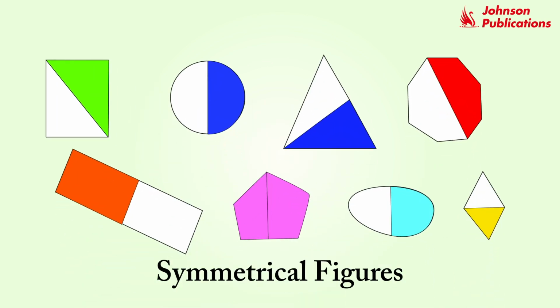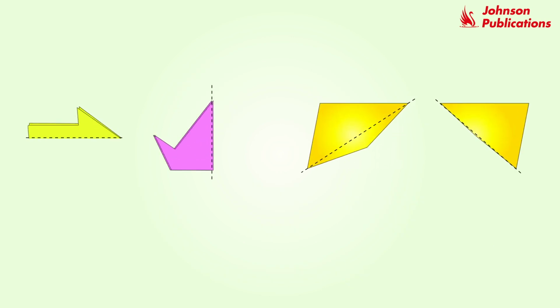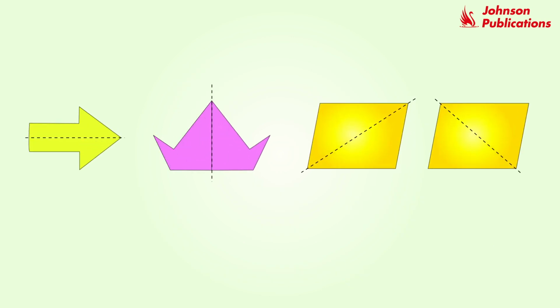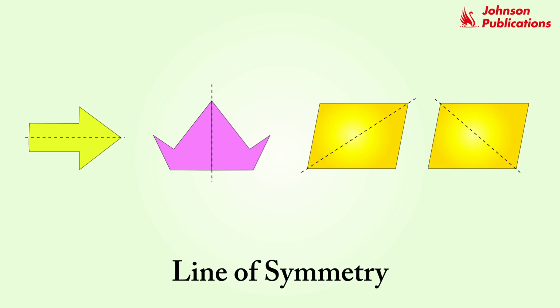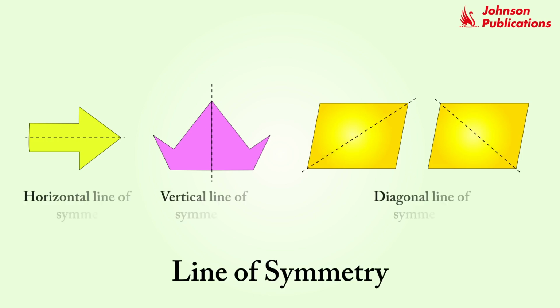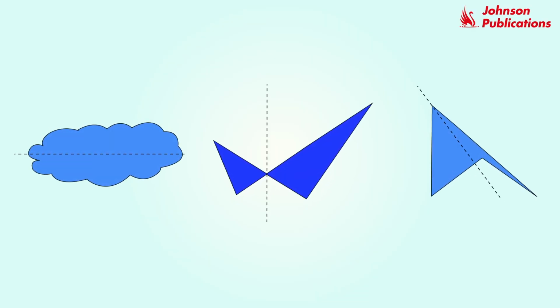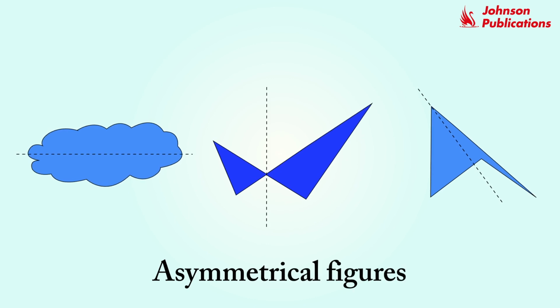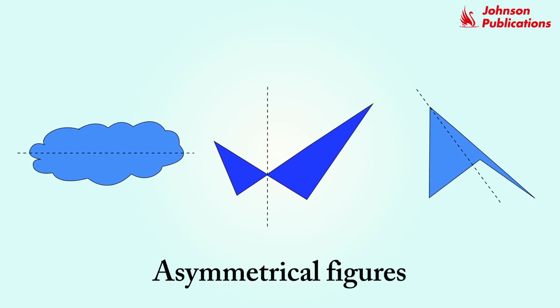All these figures are symmetrical in shape. The line that divides the shape into two equal parts is called the line of symmetry. It can be vertical, horizontal, or diagonally made. The shapes and figures that do not divide into equal halves are called non-symmetrical or asymmetrical figures.